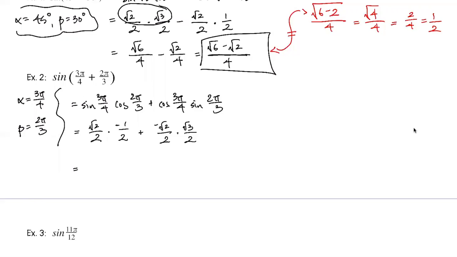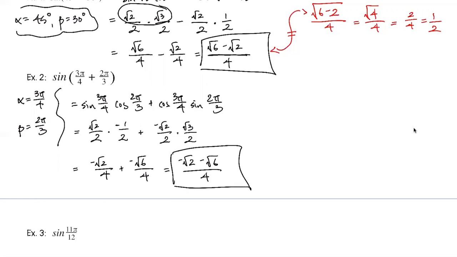All right, we're going to clean this up the same way we did before. The first fraction is going to give us negative root 2 over 4. The second fraction will give us negative root 6 over 4. And we can combine those to make negative root 2 minus root 6 over 4. Okay.